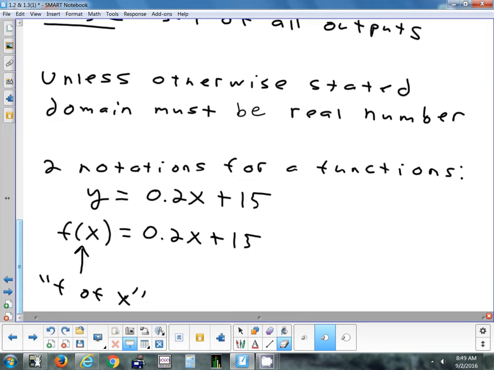What's nice about f of x is if you had multiple functions, then you can name them. So let's say I had another one, g of x. Now, if I'm talking about these functions on the board, I can say function f or function g, and you know which one I'm talking about. Versus if I do it like this, now I can't say the one that's y equals, I have to say the one with 2x plus 15 or 3x plus 5. So the f of x notation is a nice way to name a function. And you can use any letter: f of x, g of x, h of x, doesn't matter.